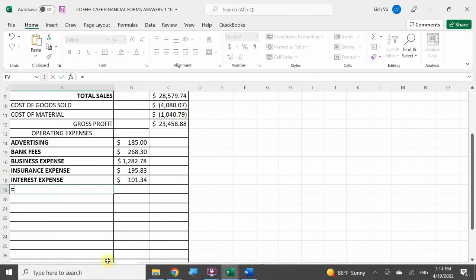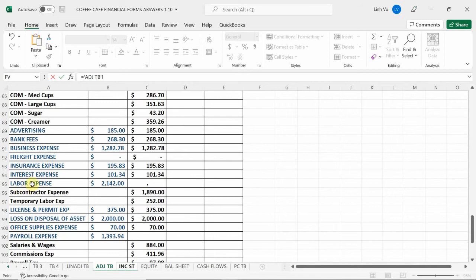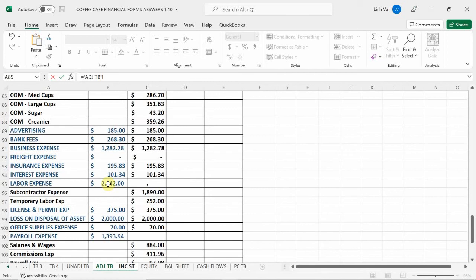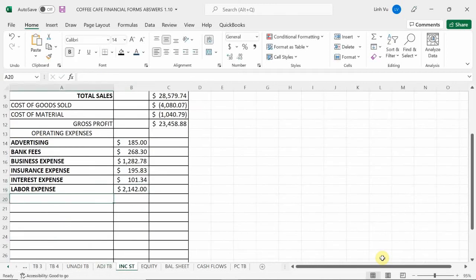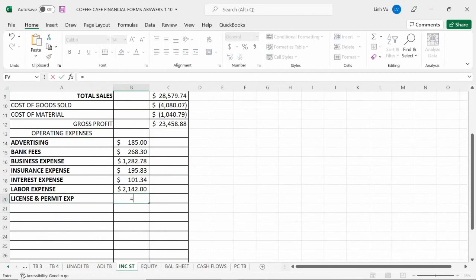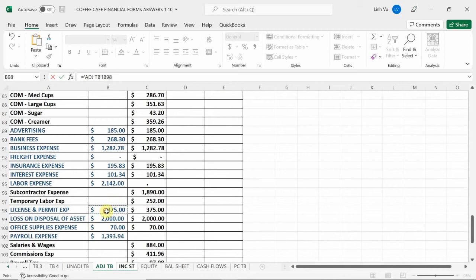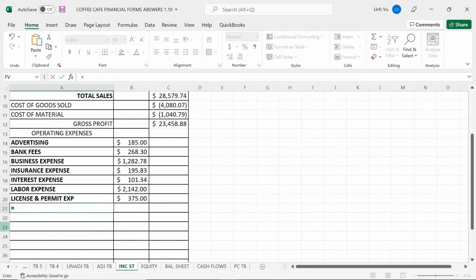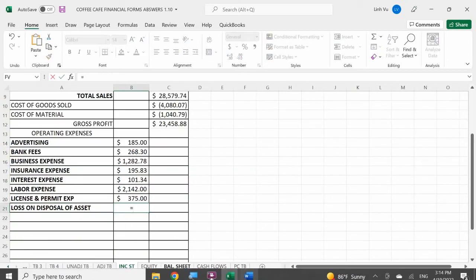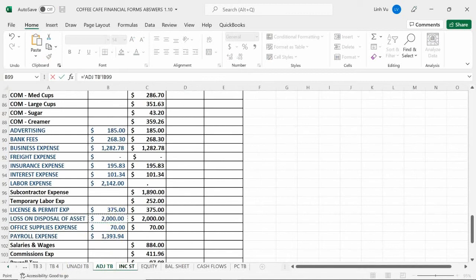Let's see what else. I had labor expense, which included remodeling my business as well as having somebody temporary work at the store to sell products. I also incurred a license expense because I need that in order to sell coffee. I need permission to sell coffee. I also incurred loss on disposal of asset because in this case I needed to get rid of my furniture in order to buy new furniture for my store.